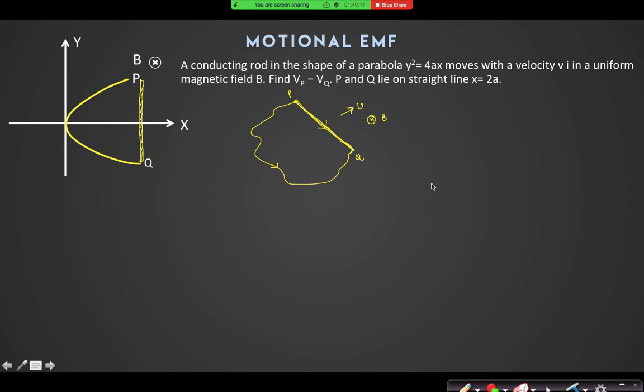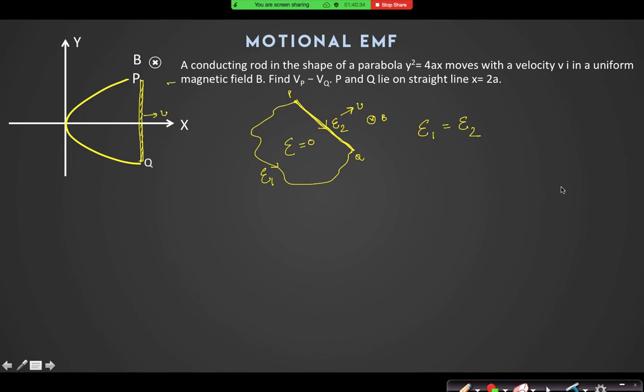Yes, sir, because the net EMF is zero. Sir, v cross B is constant, it can be taken out of the integration. Yes, you can also do that. Integration of dl vector will give PQ. Yes, yes. So the two are equal. So I can find that this rod is moving with velocity v.